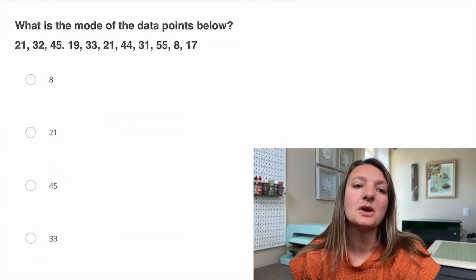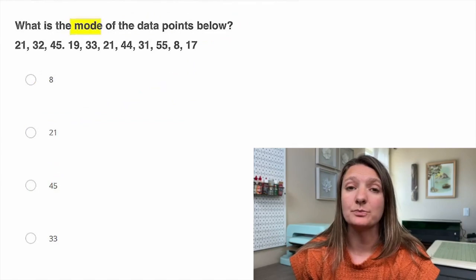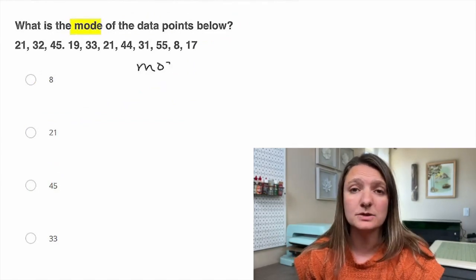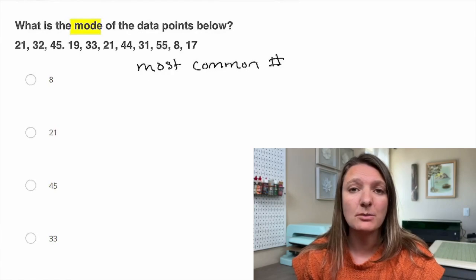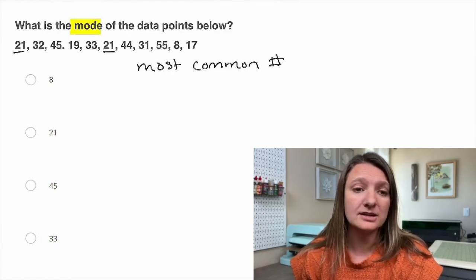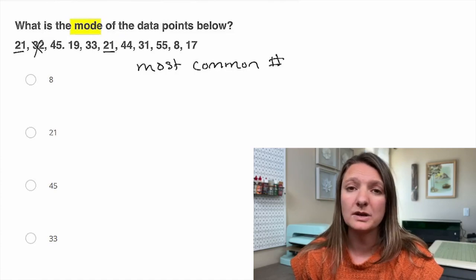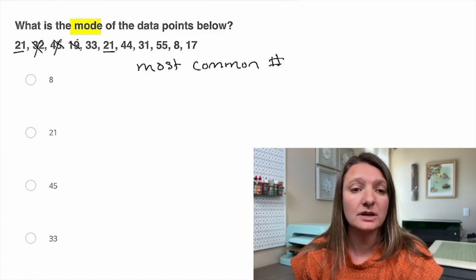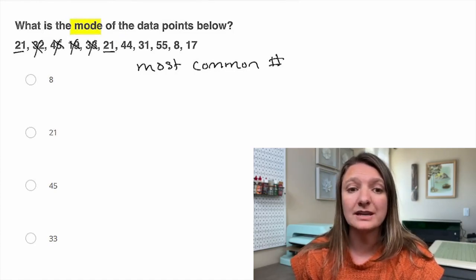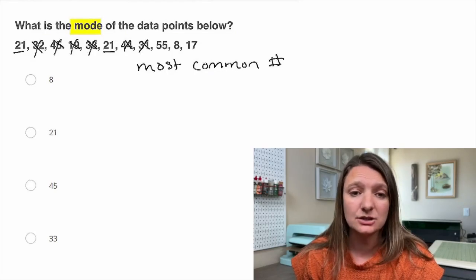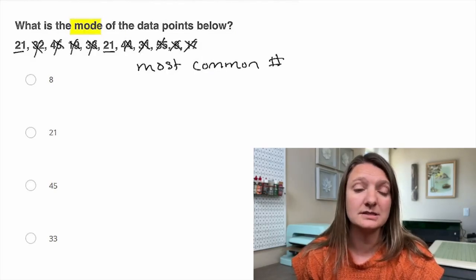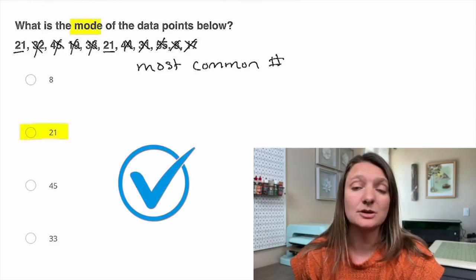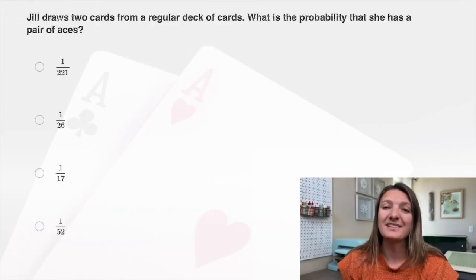Okay, question 3. What is the mode of the data points below? So we are looking specifically at the mode, and just a reminder that the mode is the most common number, so how many times that number shows up in this set of data points. If we look at our set of data points, we have the number 21 in there twice, and all the other numbers are only in there once. I'm double checking here just to make sure, but 21 is the only one that appears twice in our data set. So 21 is our answer, which is B. On to our last question.